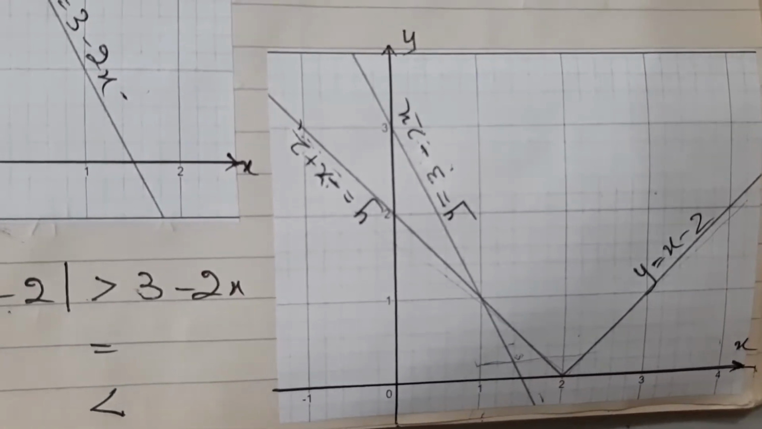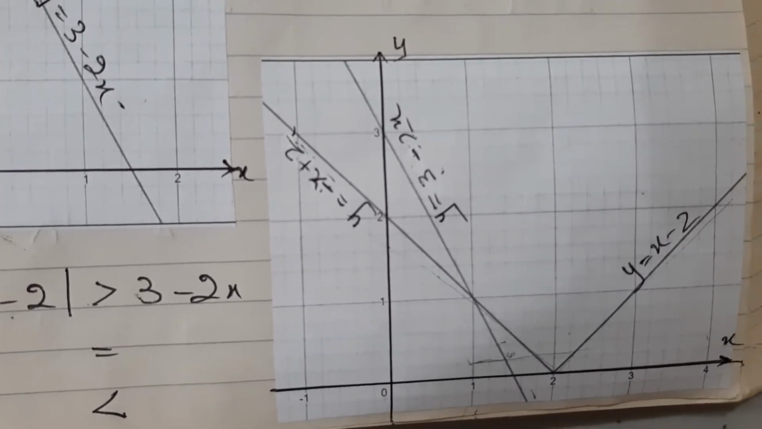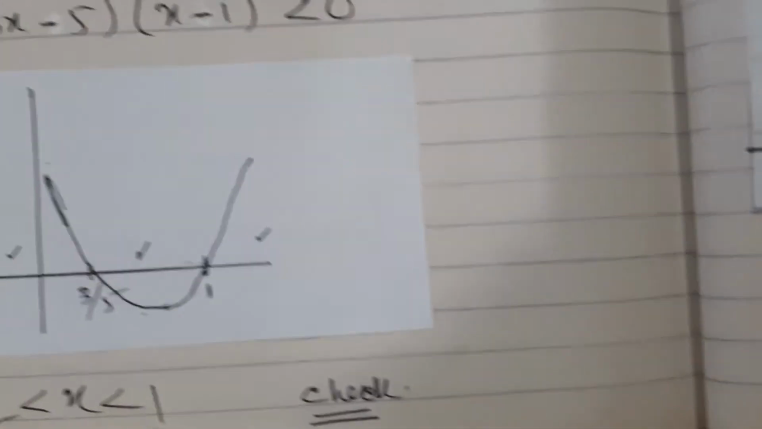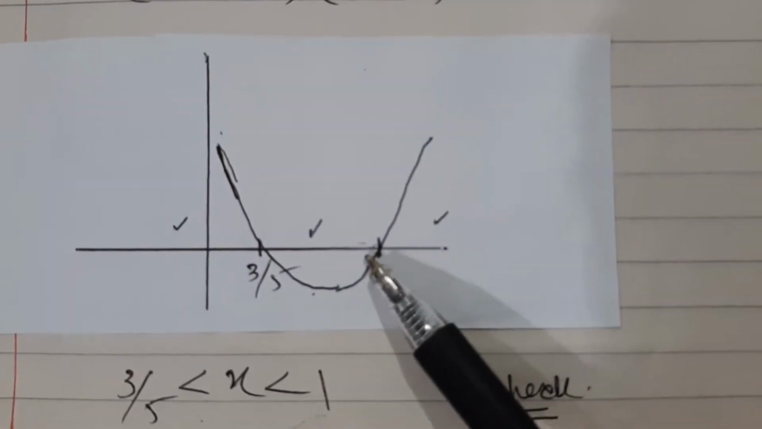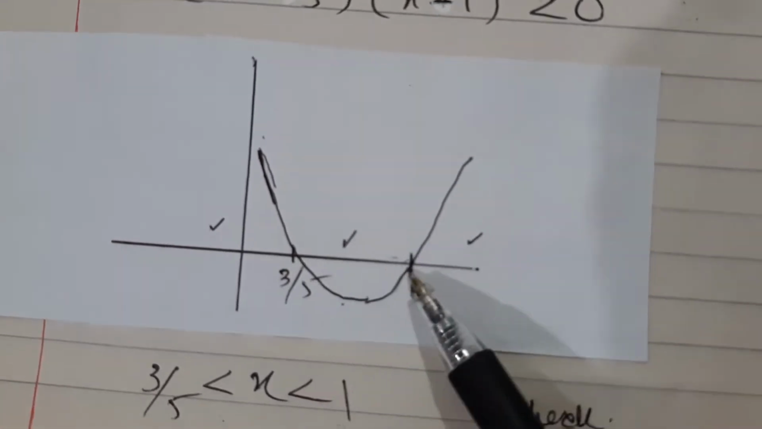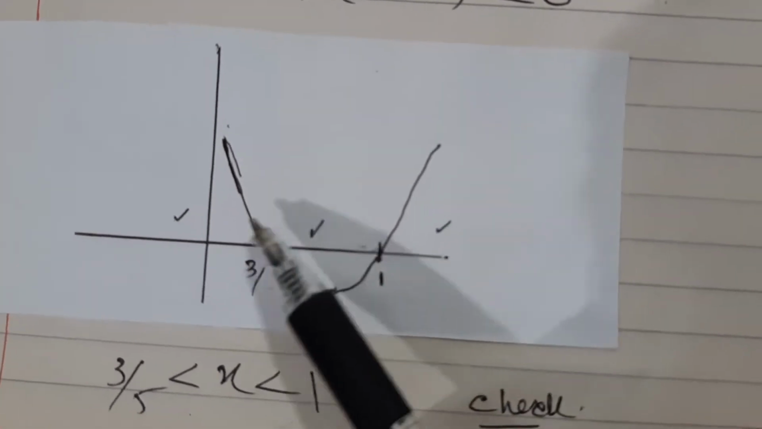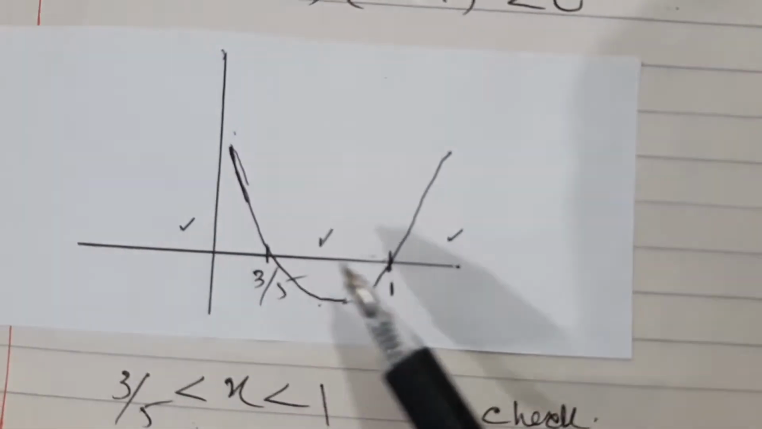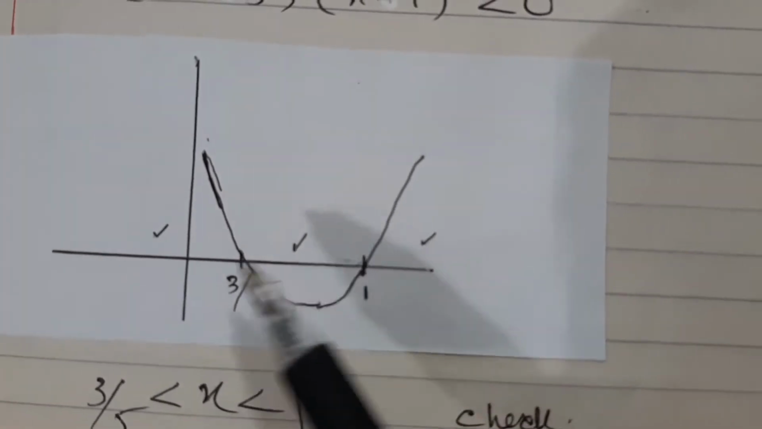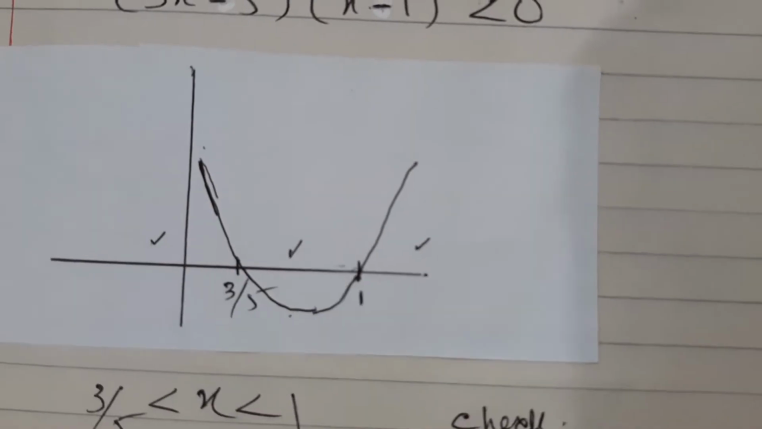Let's see how we can prove it or check it with the help of substitution. So if you see here, I got these two answers, right? Suppose I don't want to sketch and I got these two answers. So I have to check whether my answer on this side is correct, this side is correct, or this side. So I have three possibilities: greater than 1, less than 3/5, or in between them, right? So let's check.